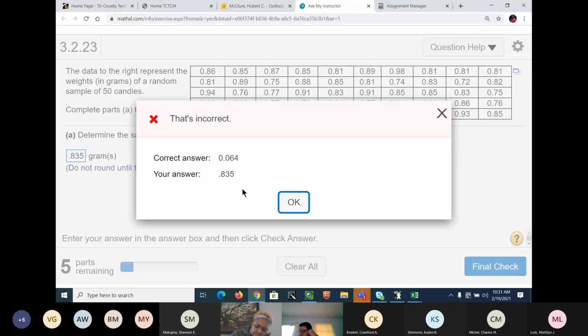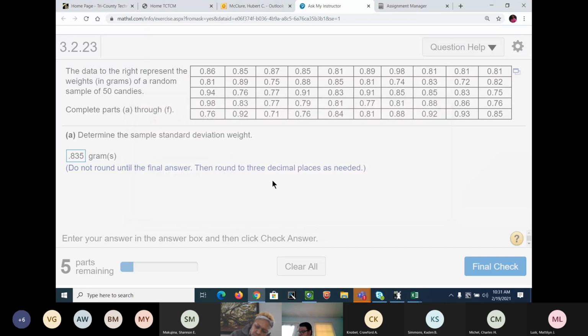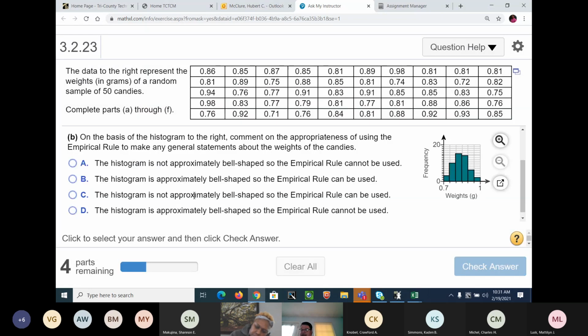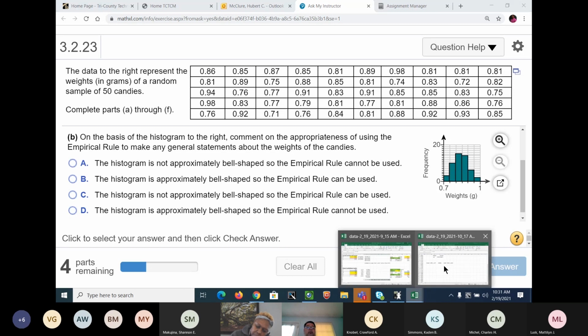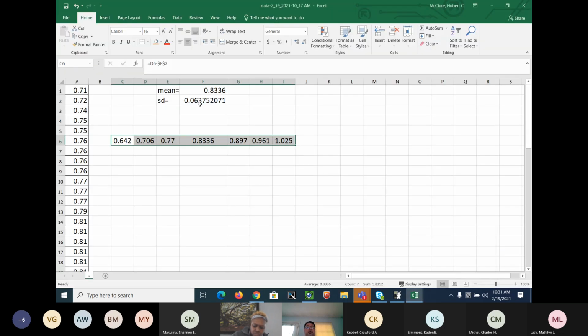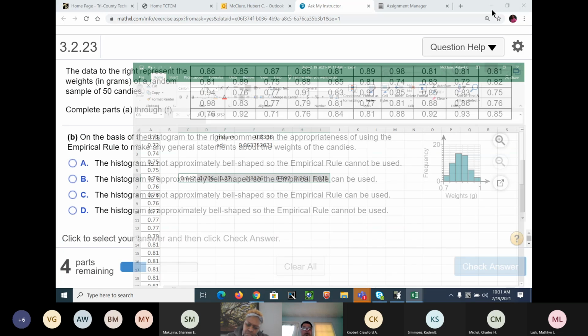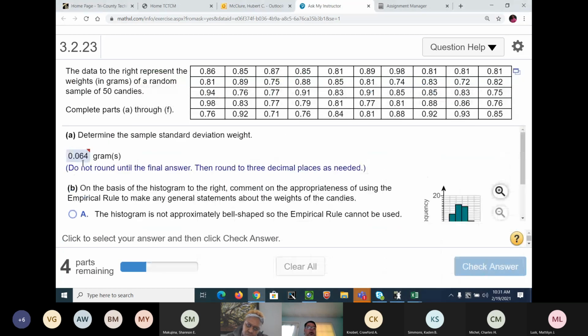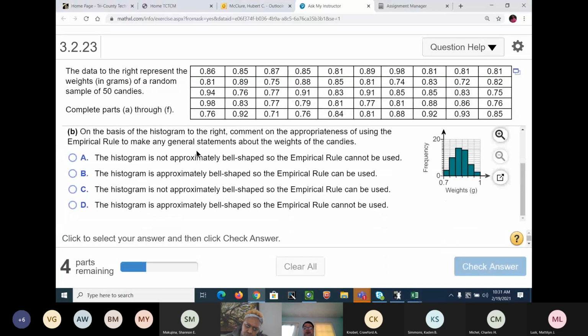Oh, the standard deviation. I put in the mean. I'm sorry. Okay, what did we get for the standard deviation? Somebody look, let me look right quick. Make sure I got it right. 0.064. 0.064. What did they say it was? Yeah, I was putting in the mean. I'm sorry. All right. Okay, write this down.